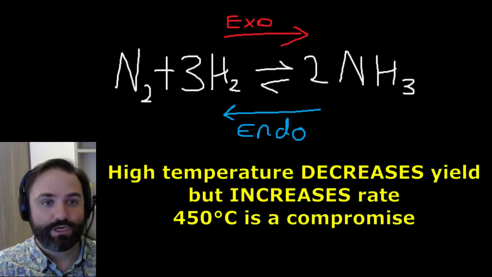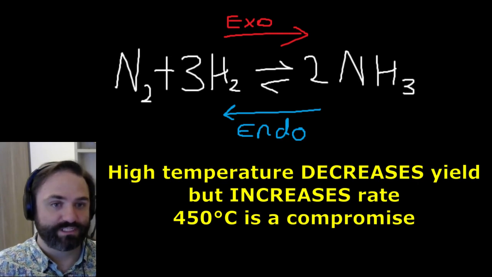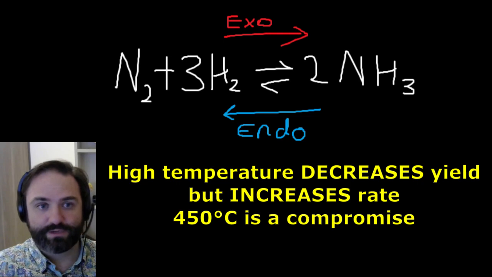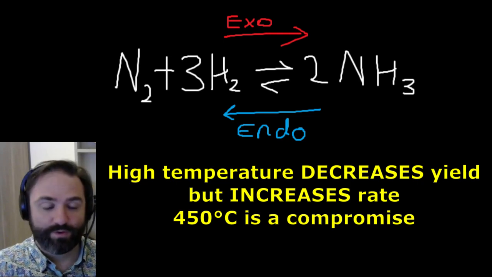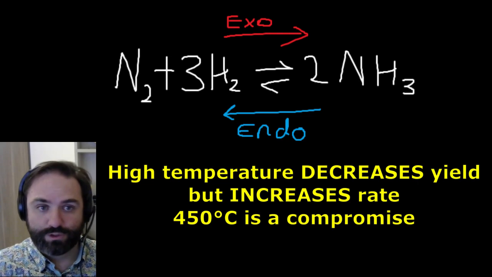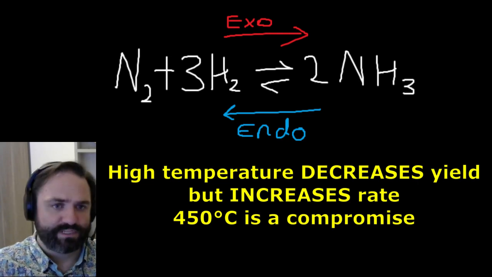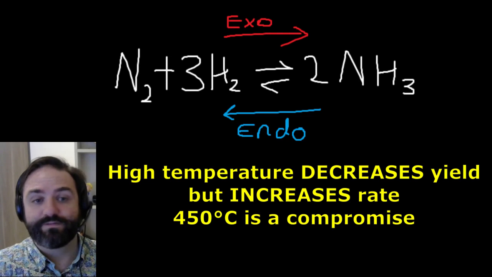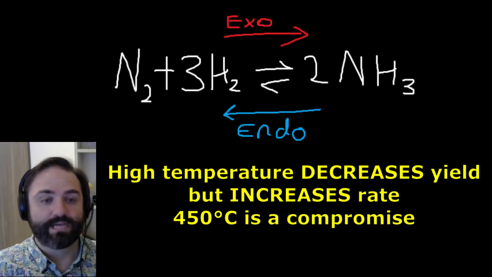Increasing the temperature would favor the backward reaction and decrease the yield. Decreasing the temperature, so making it colder, would favor the forward reaction and increase the yield. But we don't use a very high temperature. 450 is still high, but we don't use a very high temperature because it is a compromise between yield and rate.